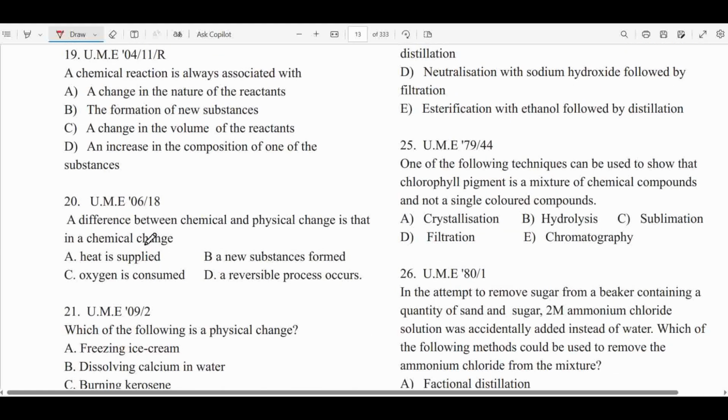Question 19. A chemical reaction is always associated with a change in the nature of the reactant, the formation of new substances. We stop here. Formation of new substances. That is how you know a reaction is a chemical reaction. You have a new substance that is different from the constituents that formed the new substance. So the answer to this is B, without wasting time on the other options.